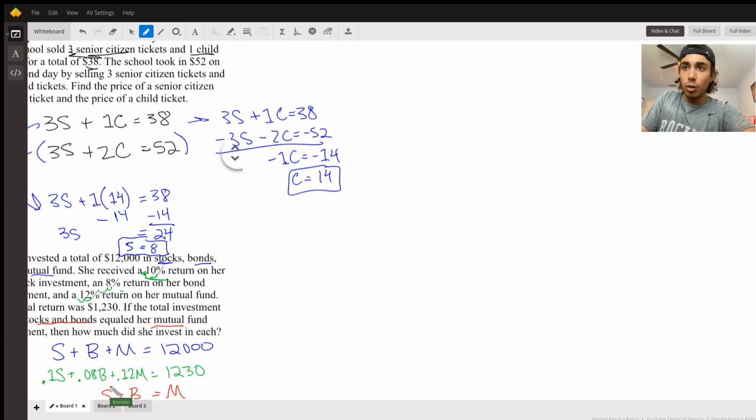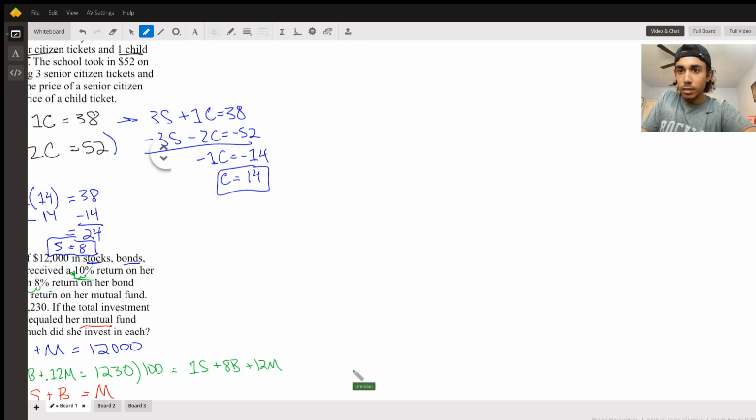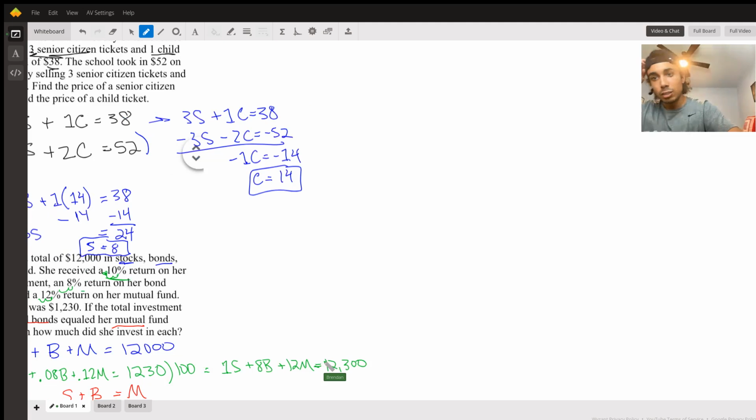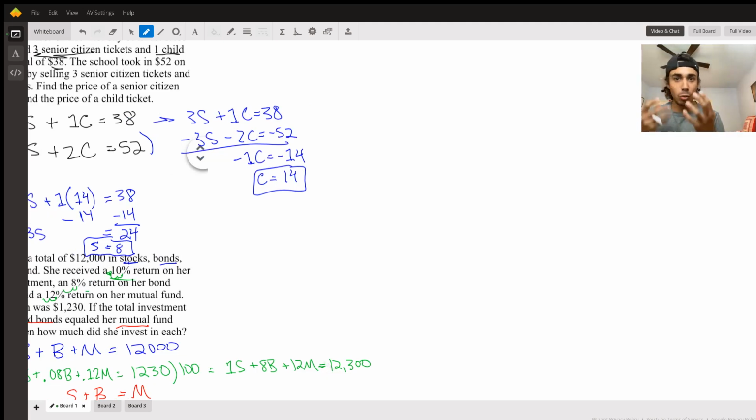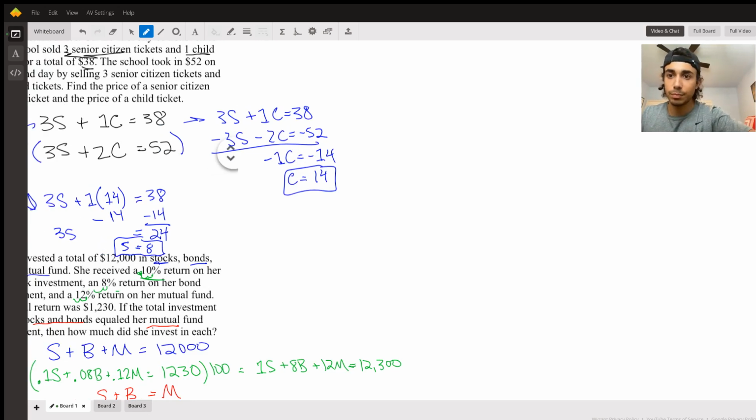All right, so when I multiply both sides by 100, that's going to give me 1s plus 8b plus 12m equals 12,300. All right, notice that made my numbers a lot nicer. No more decimals. It's going to be a lot easier to do some elimination now.